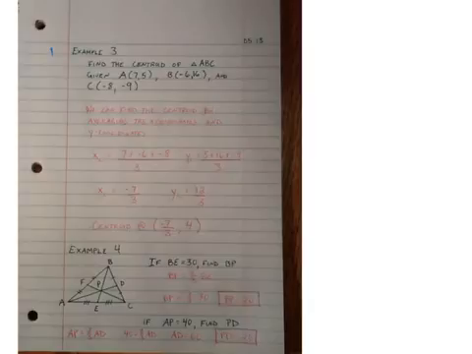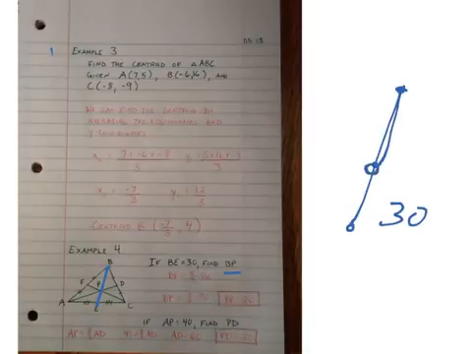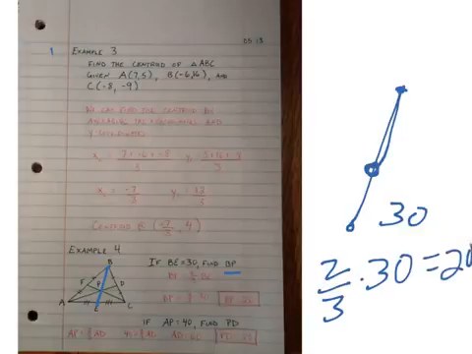One final example on how to use the centroid is drawn here in example number 4. They tell us that the length of B to E is 30, and they want us to find BP. So if the total length is 30, then what is 2/3 of that length? Well, 2/3 of 30 is equal to 20. So this is a length of 20.